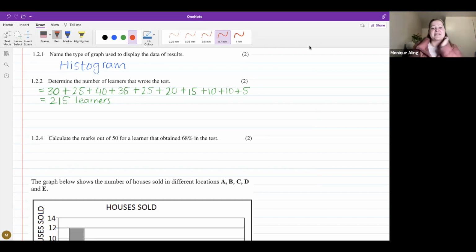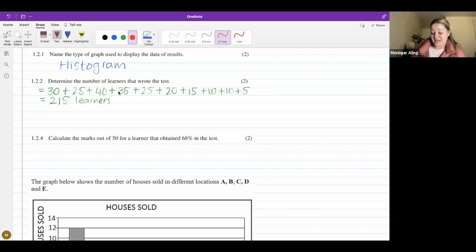So how did you get 34 out of 50? Basically, I took 34 and made it a fraction. I said 34 out of 50 and then I multiplied by 100 and gave it 68%. Okay, so you kind of just guessed a number until you got to 68%. Yes, ma'am. Okay, well done.